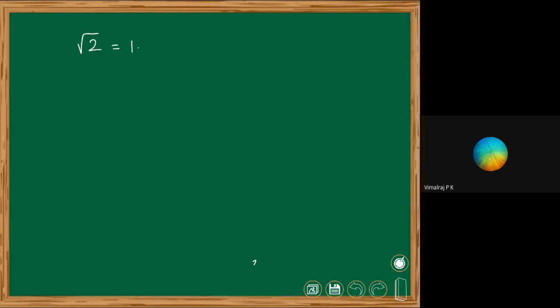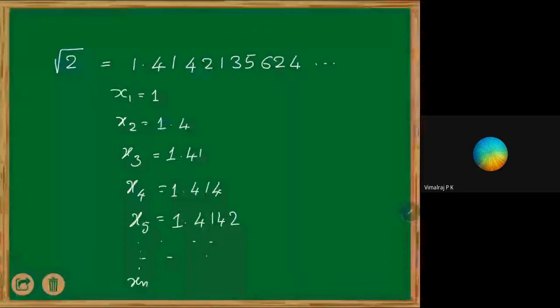Will it repeat? Means is it a recurring decimal or not? No, completely irregular. If you are remembering well, you can write down root 2 like this, 1.41 and so on. Any calculator will give you. It's not recurring. So suppose I am working with x1 as 1, x2 as 1.4, x3 as 1.41. You are getting a sequence, am I right?